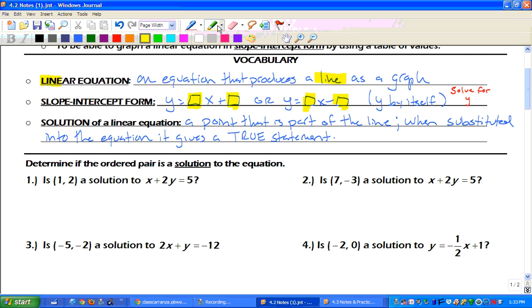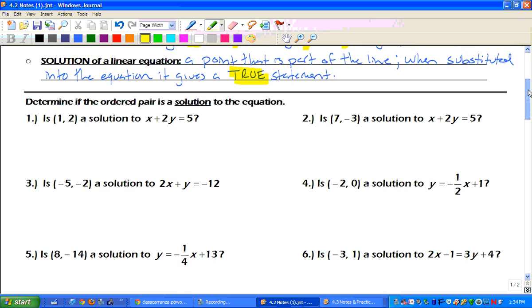Okay? And a solution of a linear equation is a point that is part of a line. When you substitute into the equation, it gives you a true statement. Okay? And that's what we're going to be working with first. Okay, so if you need to continue to write these down, pause the video real quick, copy down the rest of the vocab. Otherwise, let's go ahead and get started.